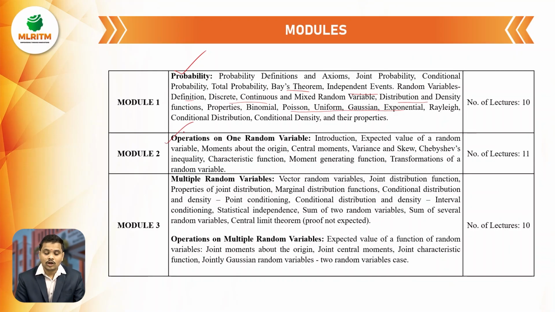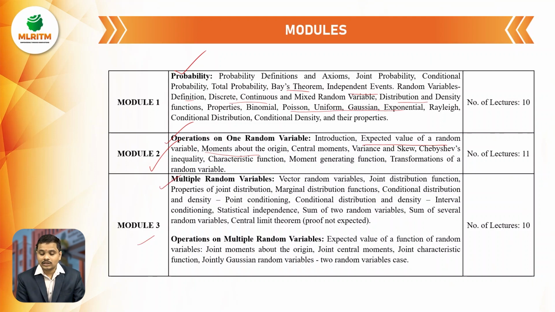And we will apply the operations on that random variable to find the expected value and variance and skew, and moments about the origin, central moments, and different characteristics of the random variables will also be evaluated in module 2, but it is only on the single random variable, not on multiple random variables. And coming to module 3, multiple random variables will be discussed here.